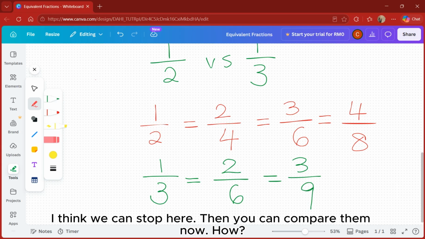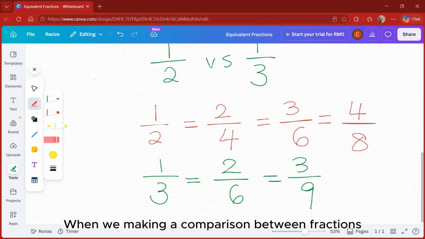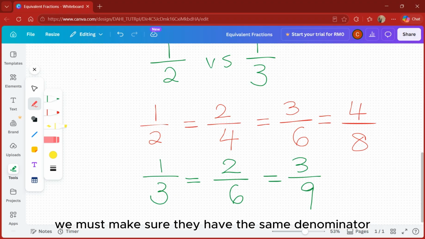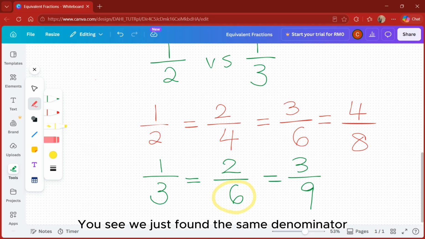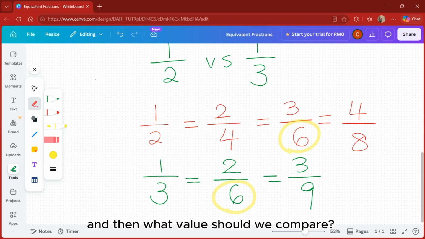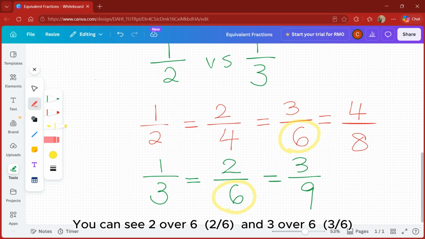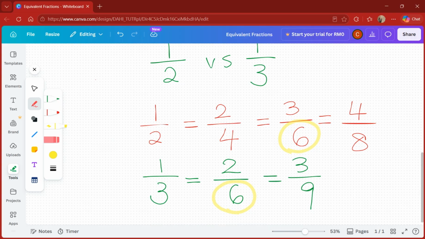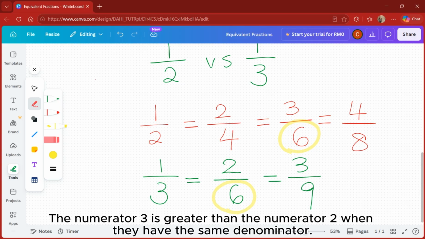Then you can compare now. How? When we're making a comparison between fractions, we must make sure they have the same denominator. So you see, we just found the same denominator. And then what value should we compare? The numerator. So you can see 2 over 6 and 3 over 6. Which one is greater? The numerator 3 is greater than the numerator 2 when they have the same denominator.